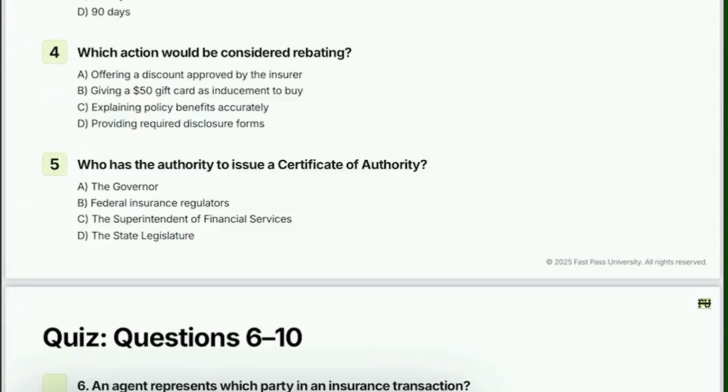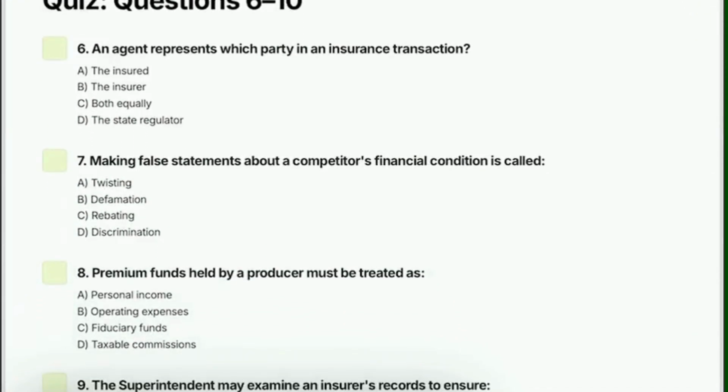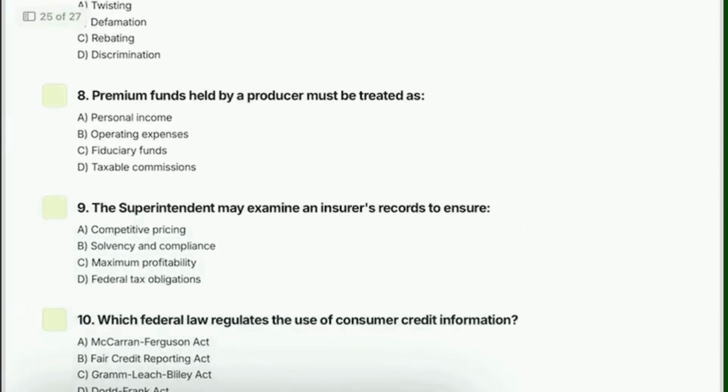Number 6, an agent represents which party in an insurance transaction? A, the insured. B, the insurer. C, both equally. Or D, the state regulator. Number 7, making false statements about a competitor's financial condition is called A, twisting. B, defamation. C, rebating. Or D, discrimination. Number 8, premiums held by a producer must be treated as A, personal income. B, operating expenses. C, fiduciary funds.